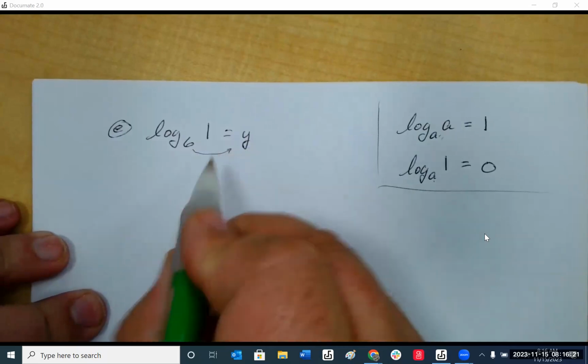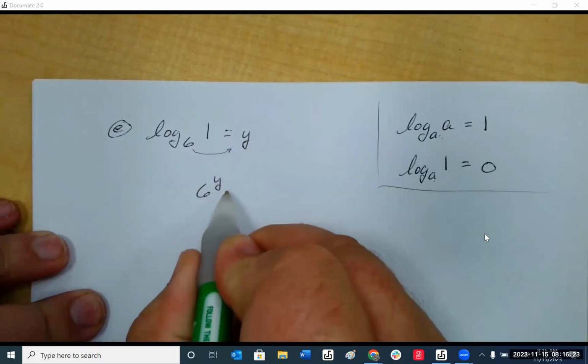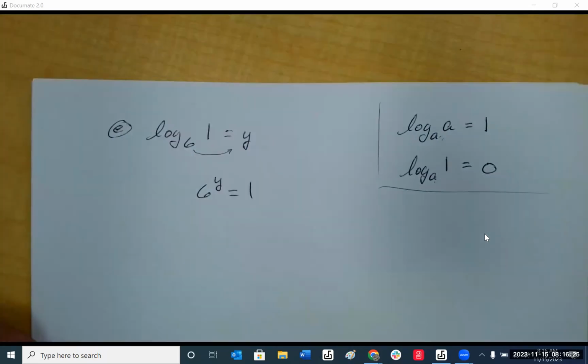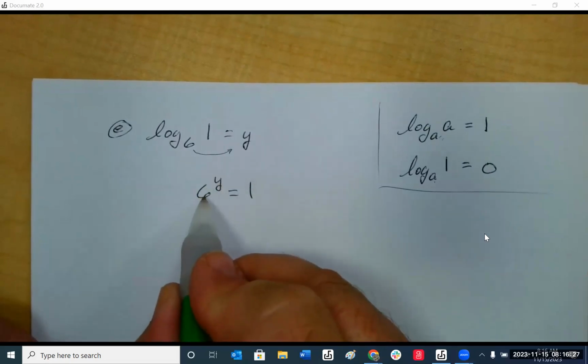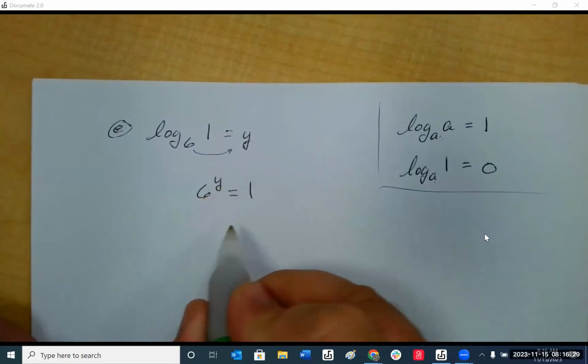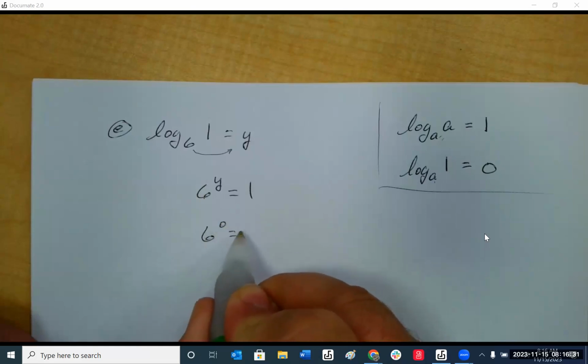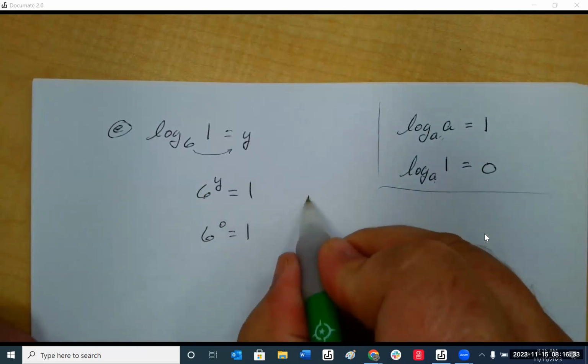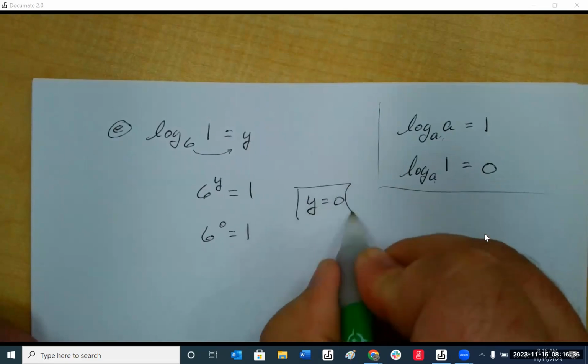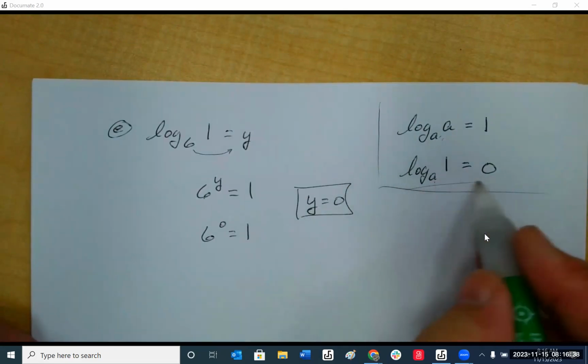So 6 raised to the power y equals 1. Now, anything to the power 0 is 1. So y is equal to 0, which is what this rule says.